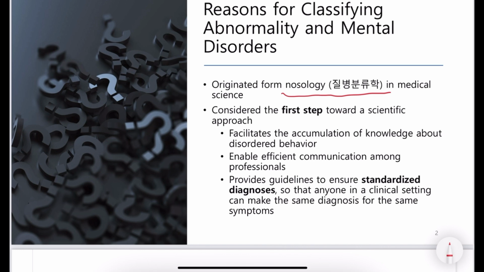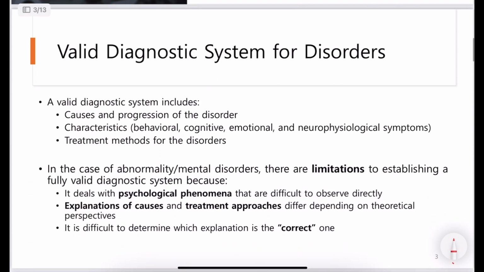Naming a disorder makes it easier to accumulate knowledge about it, and it also allows professionals to communicate about it efficiently. For all this to work, the diagnostic system needs to be both reliable and valid. That means we should have empirically supported information on the causes, the progression, the key characteristics, and the treatment for each disorder.